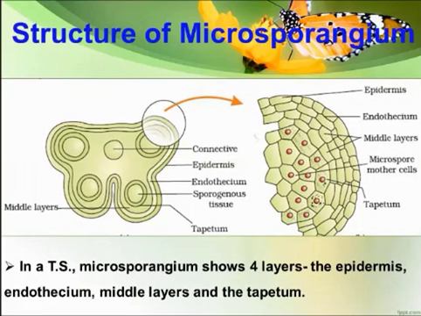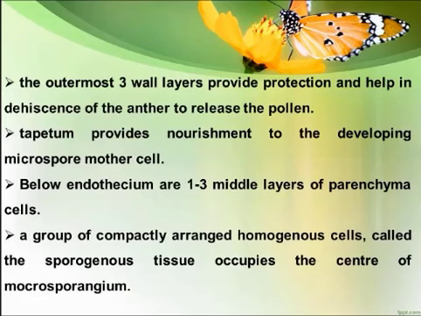In this figure, you can see the transverse section of a typical microsporangium. The wall of the anther is surrounded by 4 layers: epidermis, endothecium, middle layers and tapetum. Now let's discuss each layer in detail one by one. First comes the outermost layer, the epidermis. It is composed of a single layer of flattened cells.